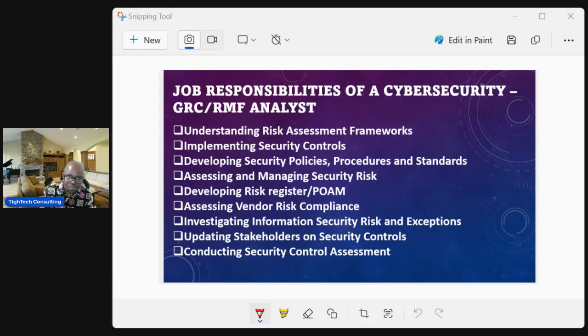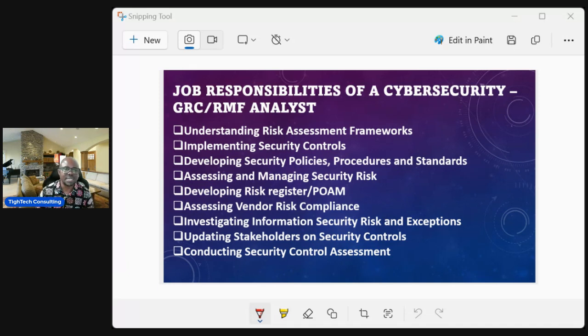Now they will respond to those questionnaires. You review those questionnaires, you review their responses, ask them for additional artifacts, and then maybe some other things. You just want to ensure that they have implemented enough security controls in their own environment, and also that those controls are implemented properly. They are working as intended. So that is part of our job responsibility in the GRC space.